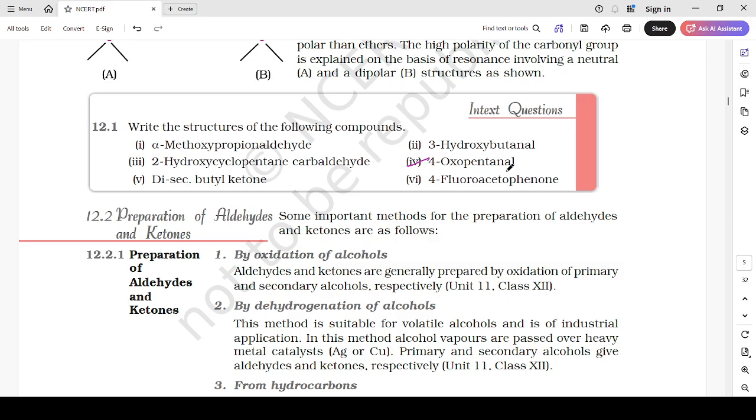4-oxopentanal. I can understand an aldehyde is also there, and a ketone is also there. One, two, three, four, five. It's a pentane containing an aldehyde. One, two, three, four. Here a ketone group is there. 4-oxopentanal.